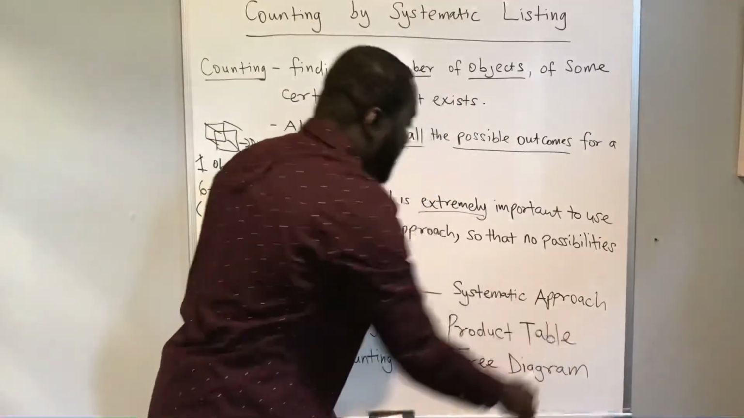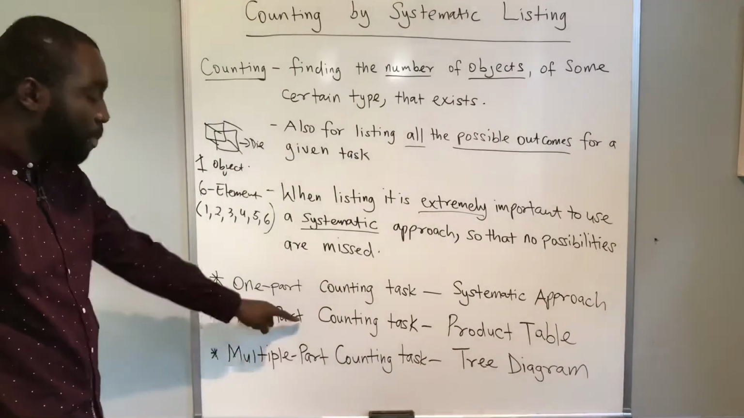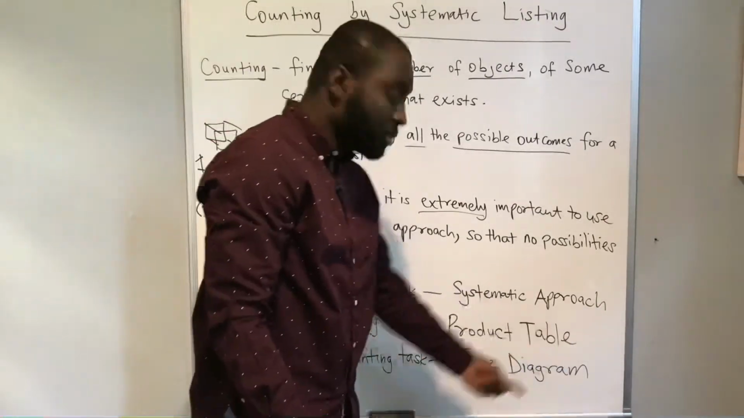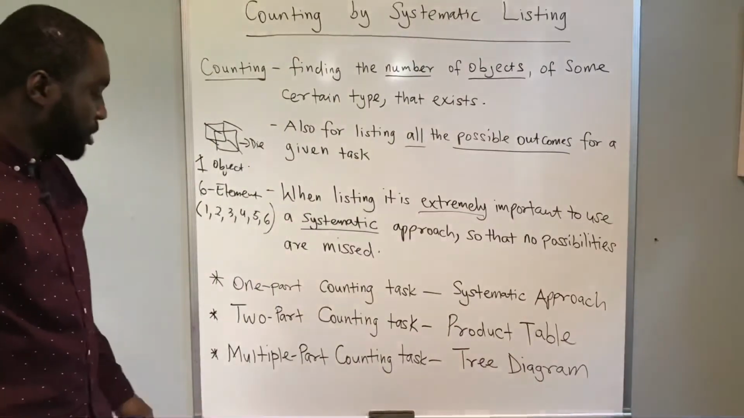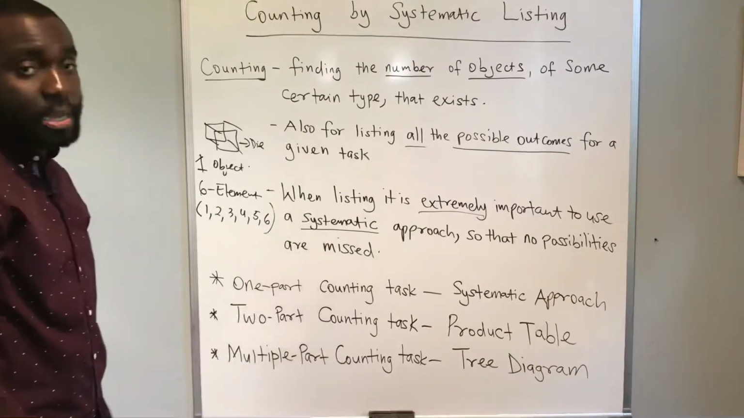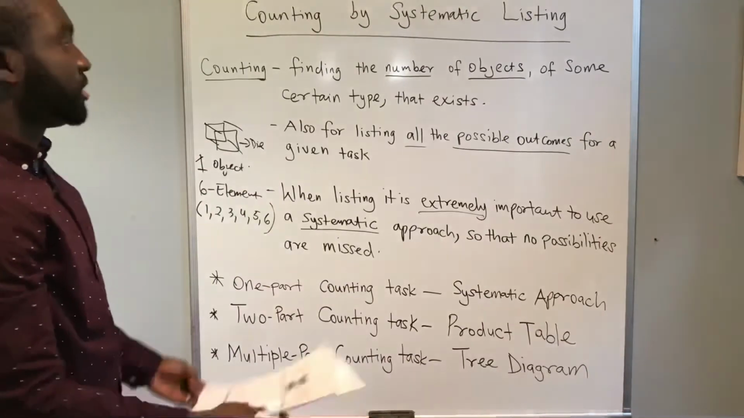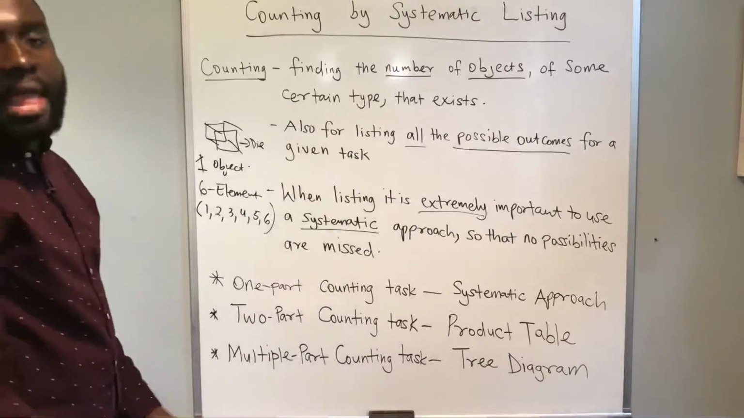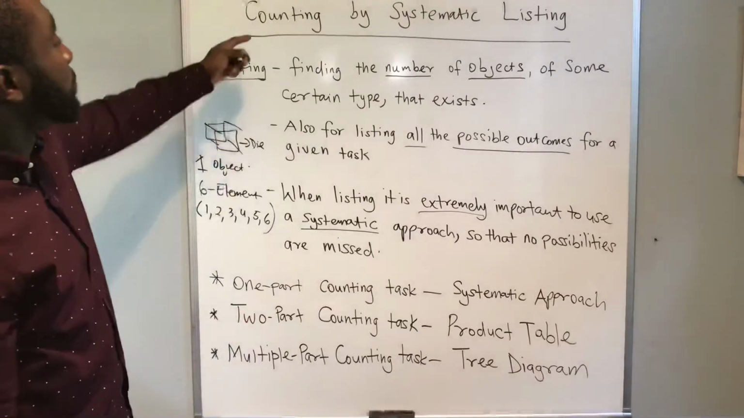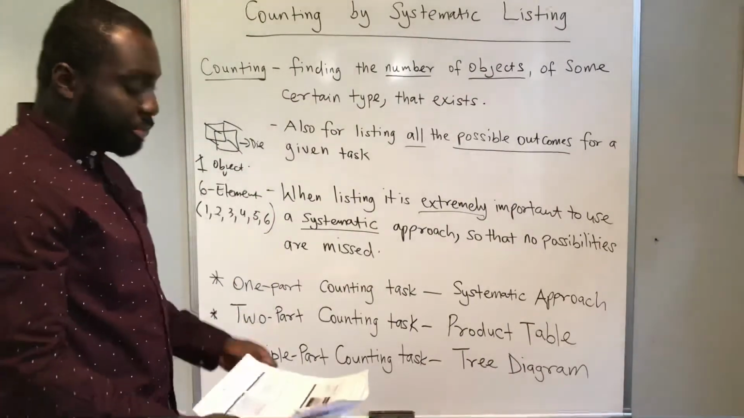A tree diagram. You can even use it when it's 2 parts. When it's 2 parts, you can use either a product table or a tree diagram. But a tree diagram comes in handy when you have 3 or more part counting tasks. So this is just definitions and methodologies that we are going to use to count by systematic listing.